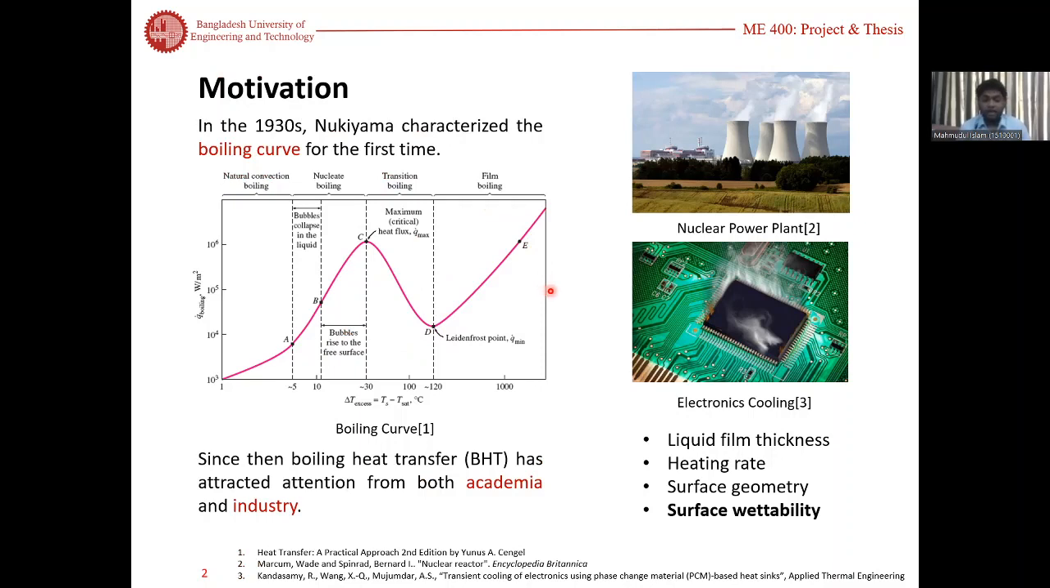After the characterization of boiling curve in 1930, phase change heat transfer has garnered much attention from both academics and industrialists. There are a number of potential applications of phase change heat transfer on nuclear power plants and electronic cooling. Phase change heat transfer depends on liquid film thickness, heating rate, surface geometry, and most importantly, surface wettability.